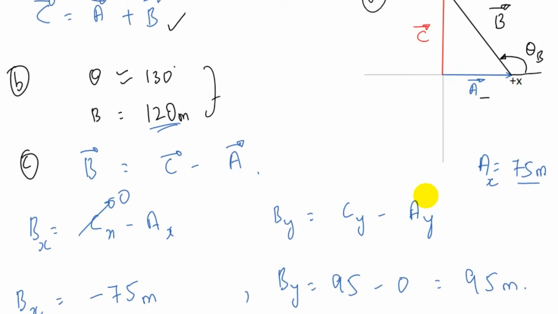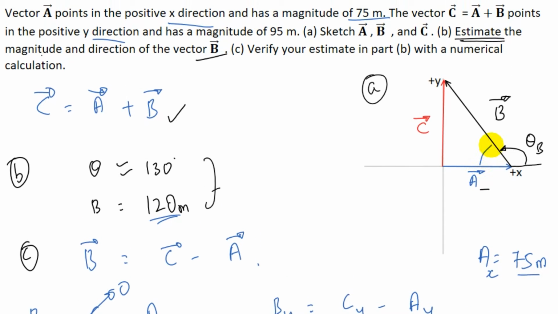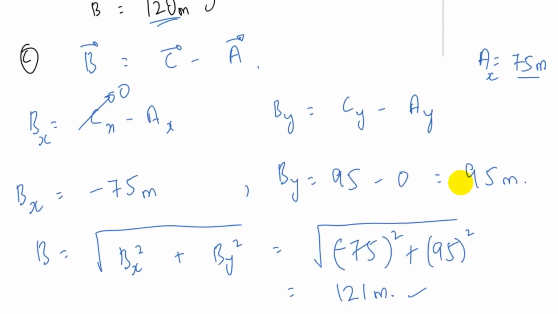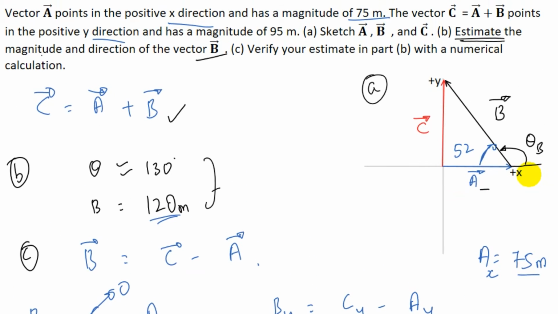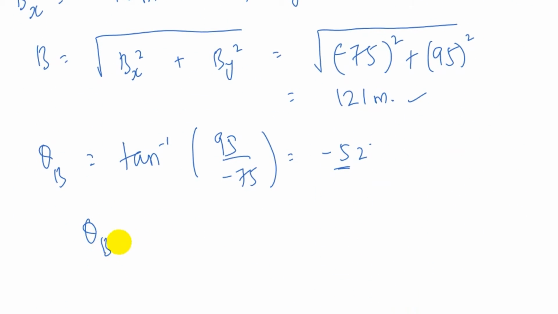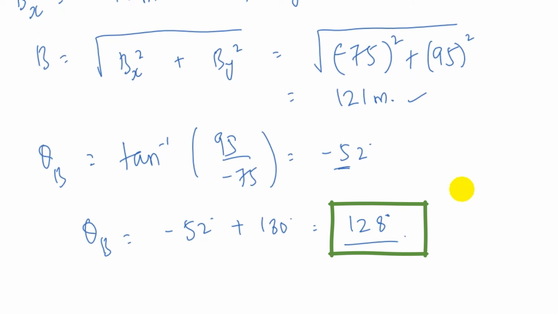Now why is this minus 52? Actually this angle is 52 degrees, and since we have measured in the clockwise direction, that is why this value comes out to be minus 52 degrees. But actually we always measure this angle in the anti-clockwise direction. So what would be the correct value basically? Minus 52 degrees plus 180 degrees. So this should be 128 degrees. So this would be the answer for the C part.